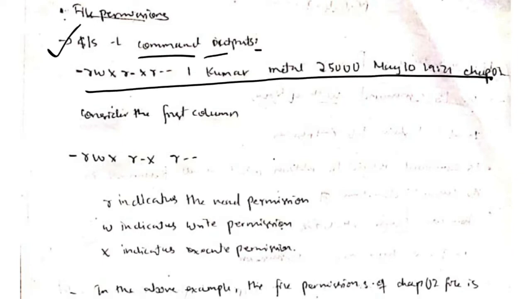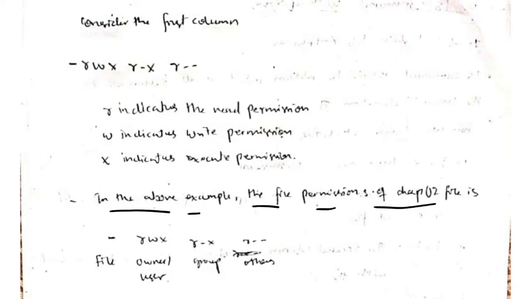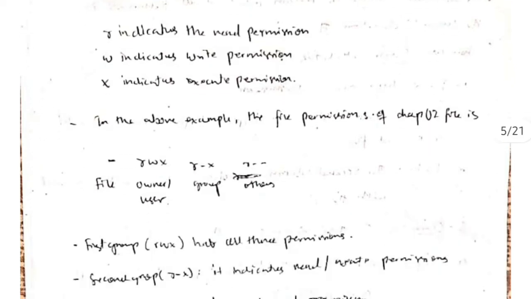So what are the file permissions? We have to focus on this part now. In the file permissions we have the first part as file type. Here we have R as the read permission, W indicates the write permission, and X indicates the execute permission. In the above example we have the file permission of chapter 2 as RWX, R-X, and R--.